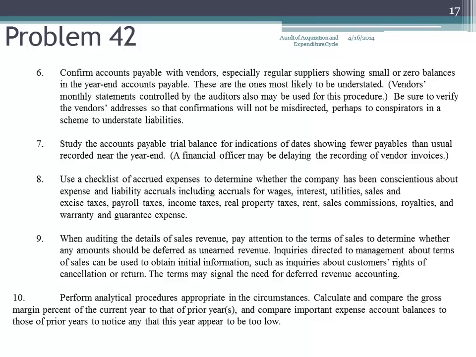Any questions about unrecorded liabilities? Okay, so let's wrap up.